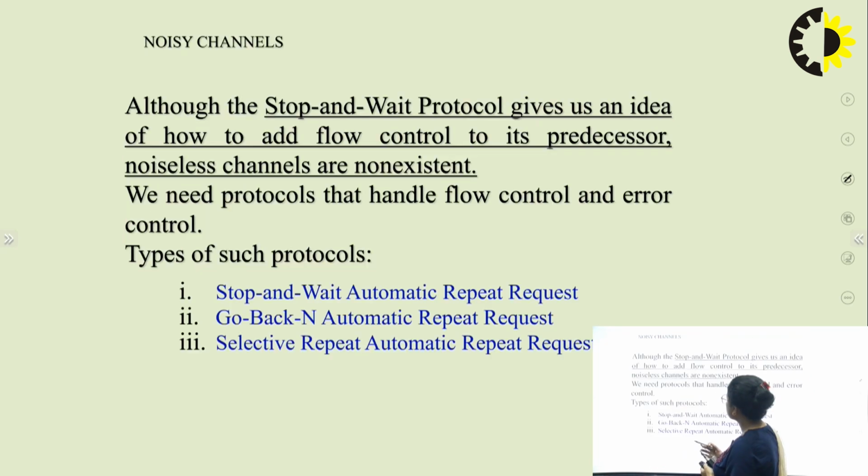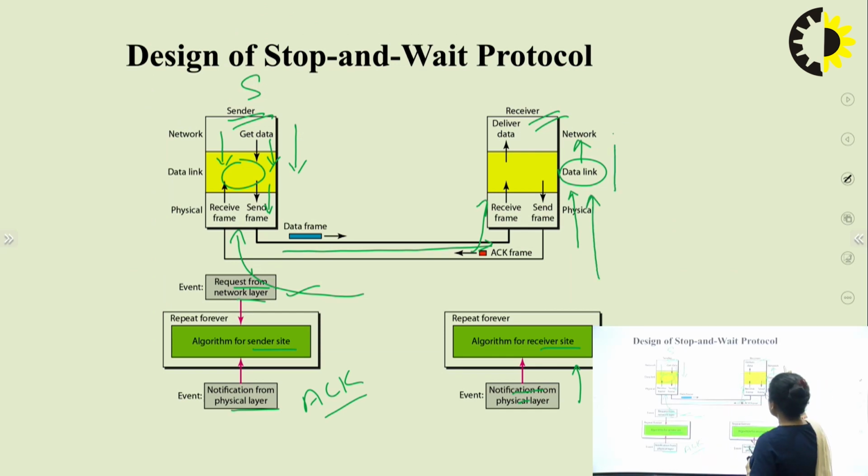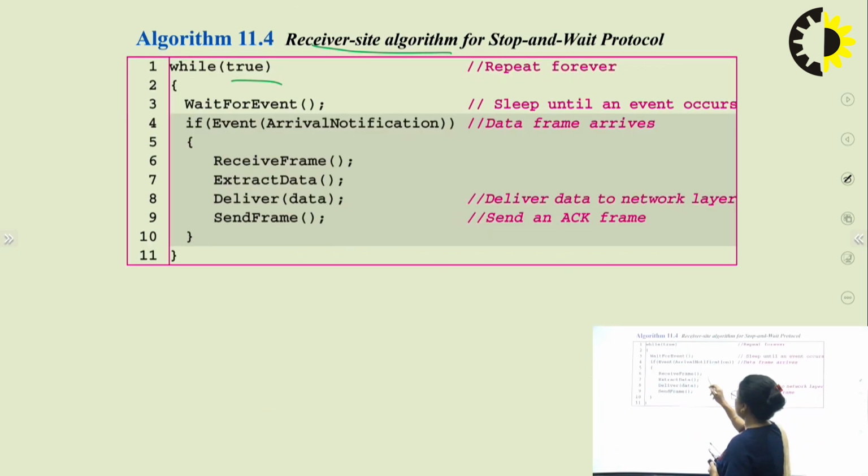Now if you look at the receiver end, the data will be coming from the physical layer and then it will be delivered to the network layer. So at the receiver's end, it waits for an event. What is the event? The event is an arrival notification from the physical layer.